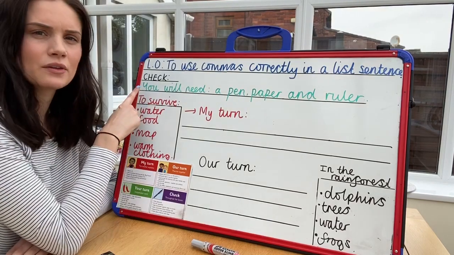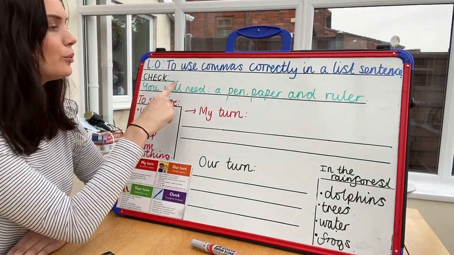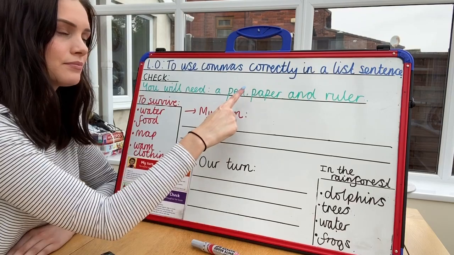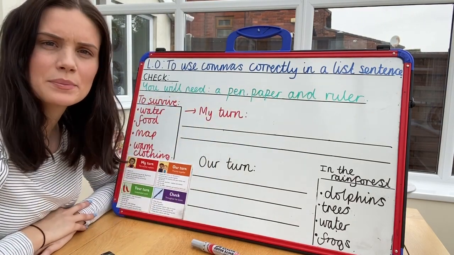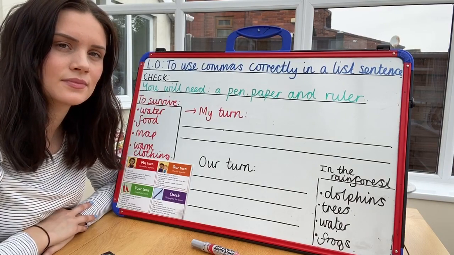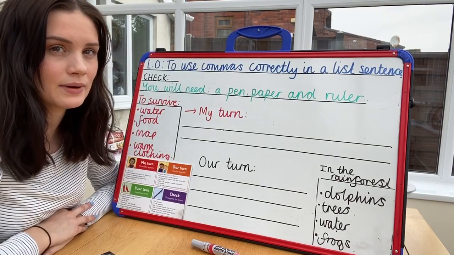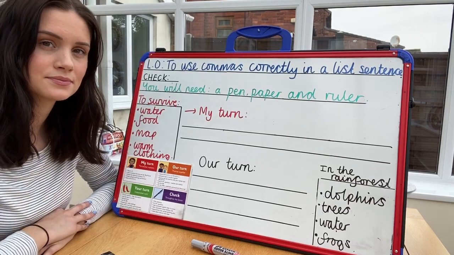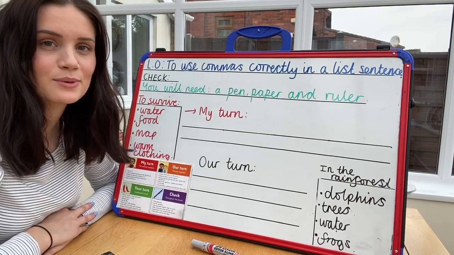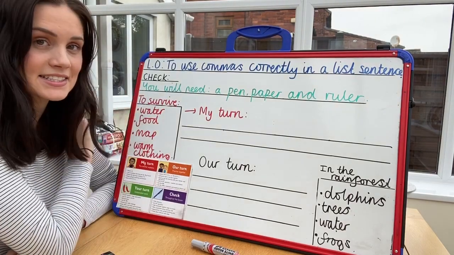I've written a sentence on the board. It says, you will need a pen, paper and ruler. I wonder what type of sentence this is. I think you should pause the video now and write down what type of sentence you think it is. Yes, well done. It is a list sentence.